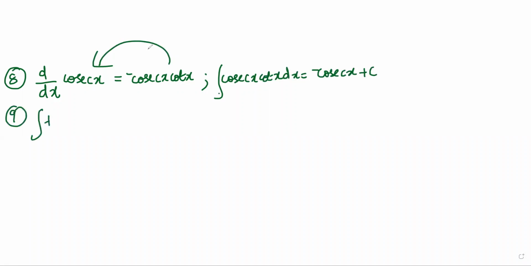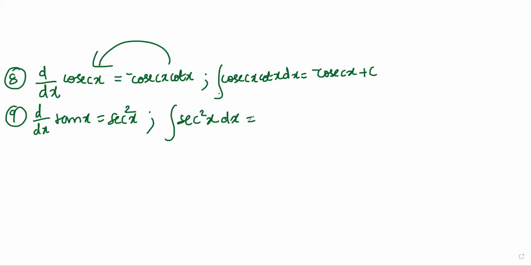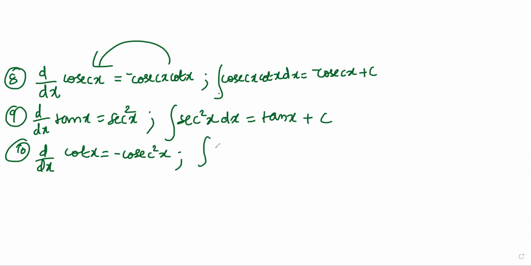Derivative of tan x was what? D by dx of tan x was sec square x, isn't it? So, the integral of sec square x dx is tan x plus c. Next is d by dx of cot x. What was that? Minus cosec square x, isn't it? So, the integral of cosec square x is minus cot x plus c.